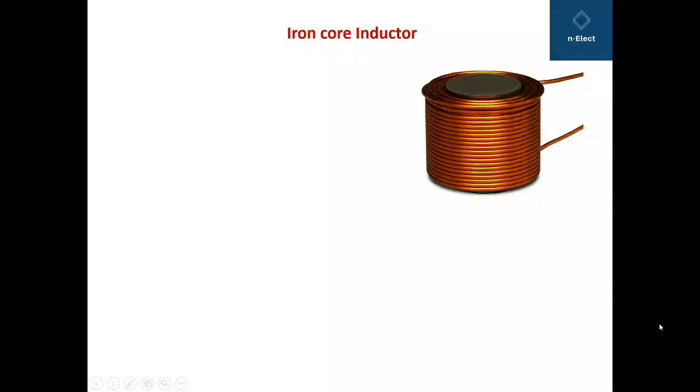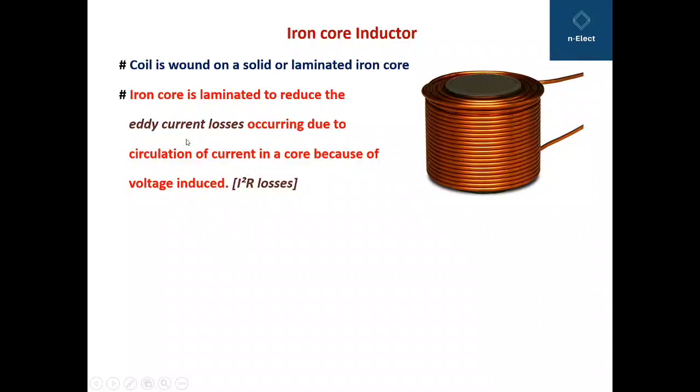Moving on to the next category, that is the iron core inductor. Here you can see the coil, and within the coil some core is provided, and the core provided here is the iron core, and that's why the name iron core inductor. Here the coil is wound on a solid or laminated iron core. The laminated iron core is basically to reduce the eddy current losses.